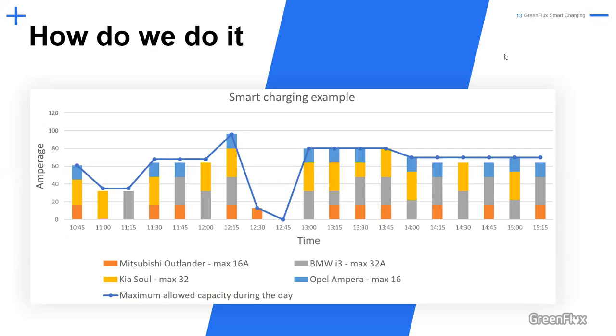And you see also here that there are different types of electric vehicles with different maxima. For instance, a Mitsubishi Outlander cannot take more than 16 amps and it has a smaller block, while a Kia Soul can take 32 amps and it has a larger block. So this is basically what we do.